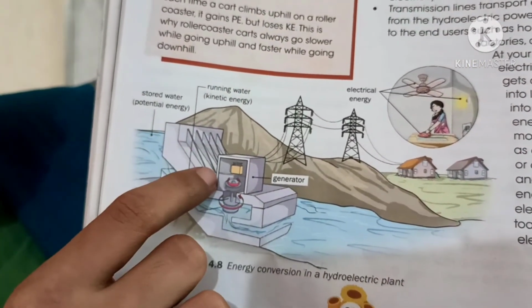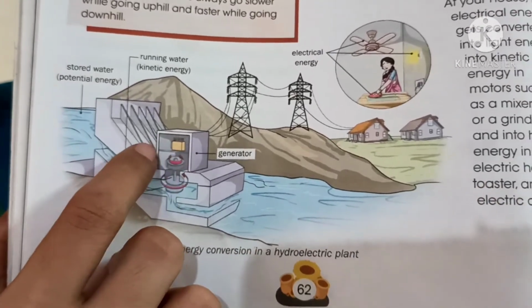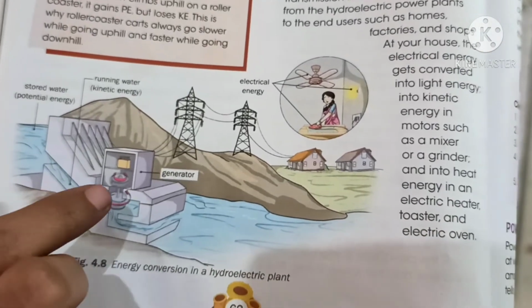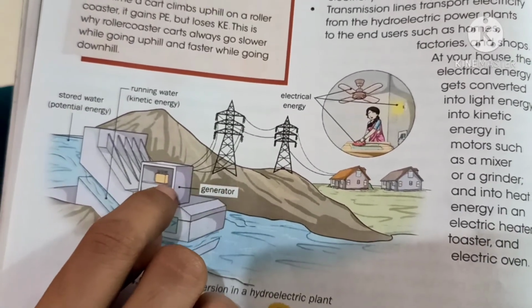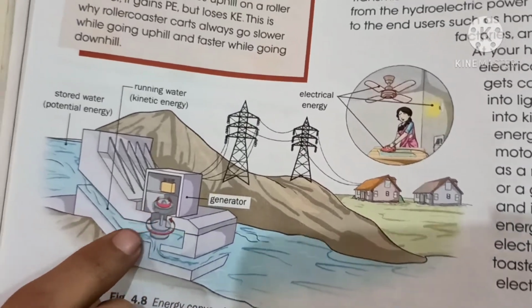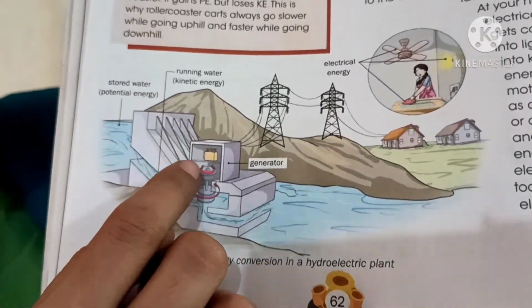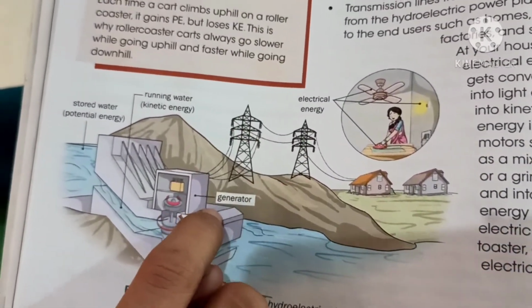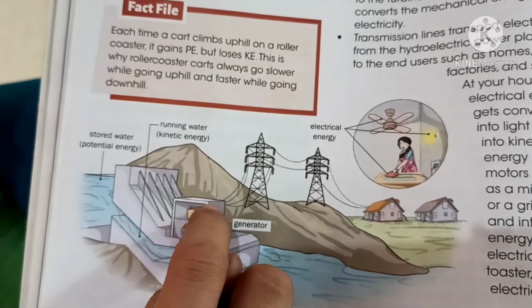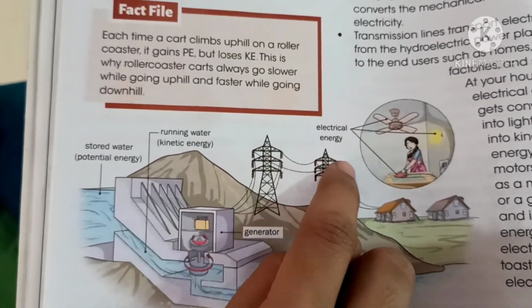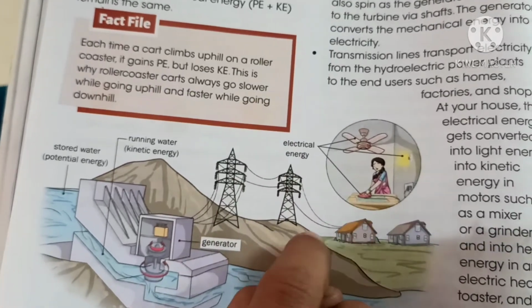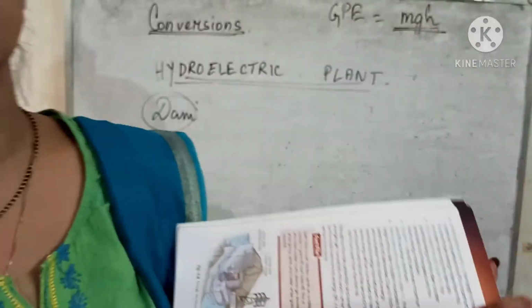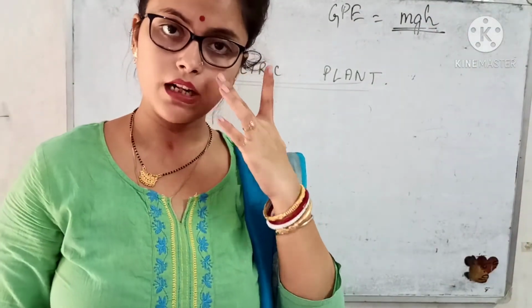That running water when falls on the turbines, it converts into rotational kinetic energy, and thus the generator is connected to the turbines by a shaft, and thus the mechanical energy is getting converted to electrical energy by the generator, and that electrical energy is transmitted from here to different parts through these transmission wires, and ultimately it is supplied to the end users, that is to households or either to industries. Understood?